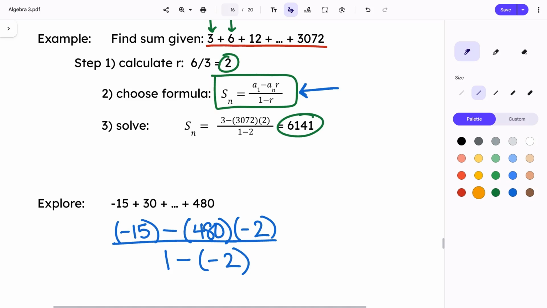Okay, so just to clarify, to find that r, we took 30 divided by that negative 15. So that's negative 2. That's where this number is coming from, here and there. Go to your calculator, type all that in. Tell me what you get. 315. 315.